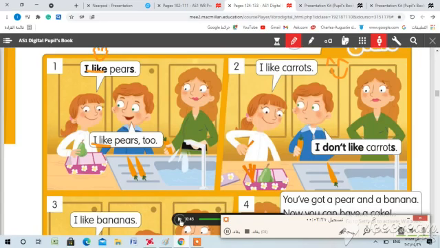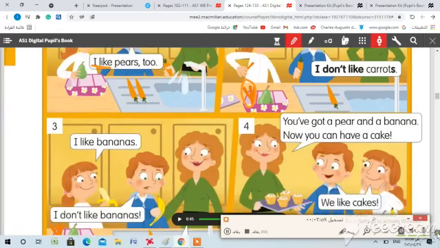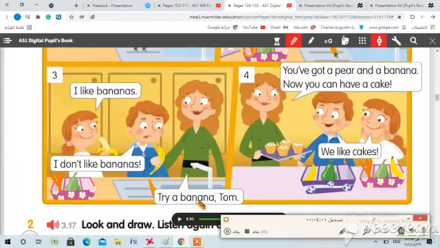Again, in picture two, Sarah says, I like carrots. Do you remember what is the meaning of carrots? Look, these are carrots. جزر. Tom says, I don't like. Look, he is sad. I don't like carrots. أنا لا أحب الجزر. Now let's move to picture number three.